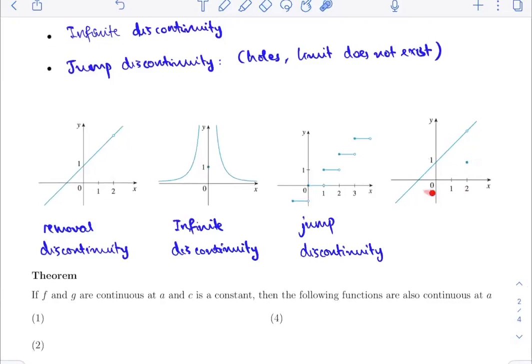Now for the last graph, the function is discontinuous at x equal to 2. It's called the removable discontinuity because there's a hole here and the limit exists at that particular point of consideration. So this is removable discontinuity.